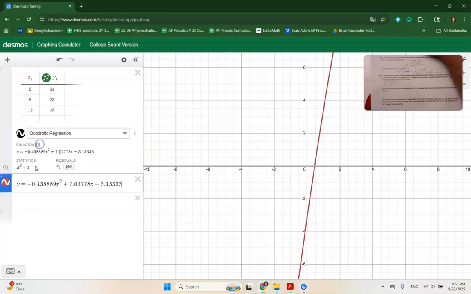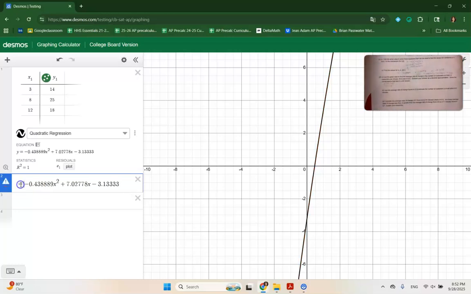This button right here. So I copy it down. Right now my function is Y. Ooh, we don't want Y. Remember, the problem's function name is C. So I'm going to make it C of X.